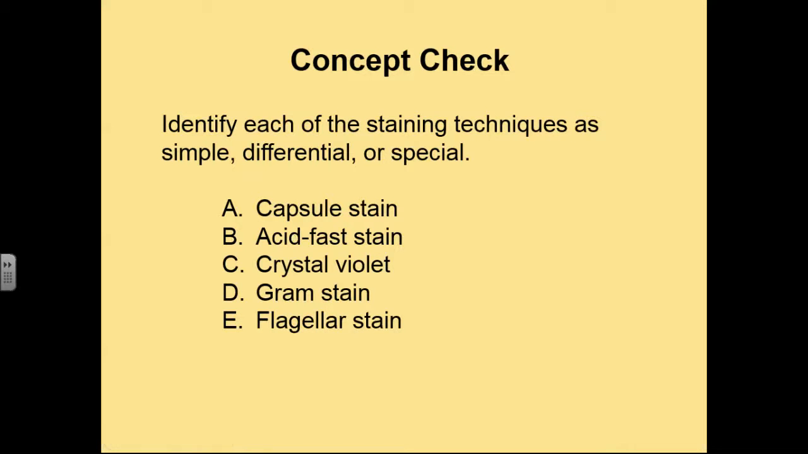Our acid-fast stain is generally speaking used to separate Mycobacterium tuberculosis from other bacterial species. Crystal violet is simple staining. It just stains the entire bacterium regardless of the bacterium species. Gram staining is differential. Gram staining is going to determine if it's gram positive or gram negative, or, heaven forbid, gram indeterminate. I hate it when that happens, but it does every once in a while. And then finally we have flagellar staining, which is one of our special stains.